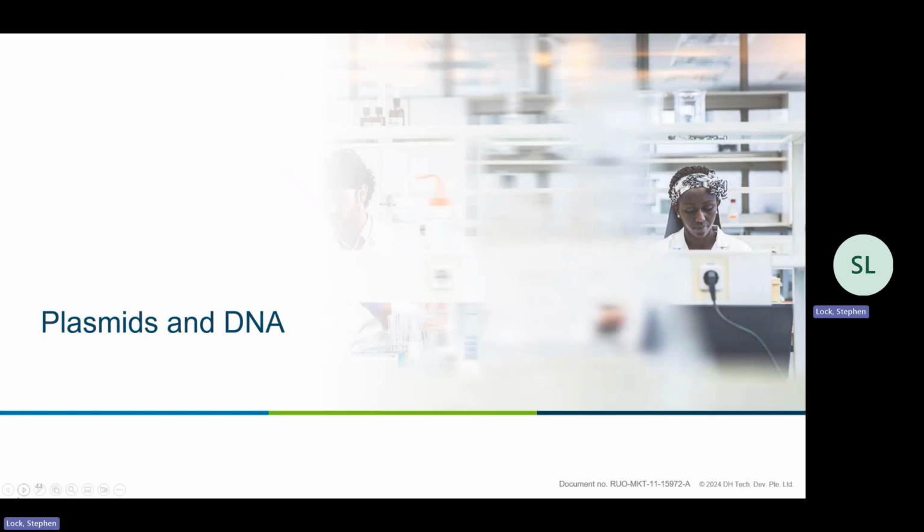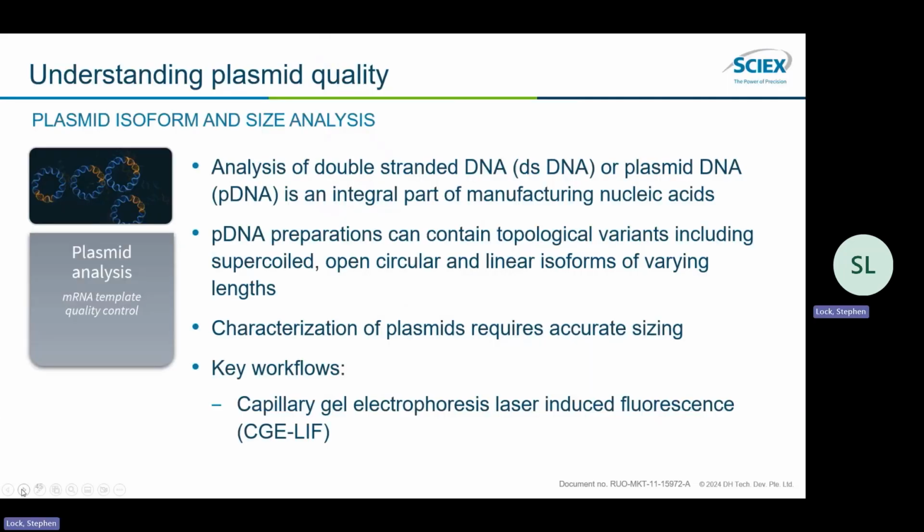So for the last section, I want to discuss how we apply CE now to look at sizing and analysis of plasmids and DNA. So why are plasmids important? Well, plasmids are actually used in the manufacture of messenger RNA and viral particles. So they're a really important step in the manufacturing of some of these biopharmaceuticals.